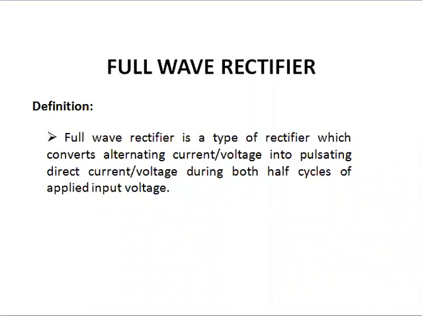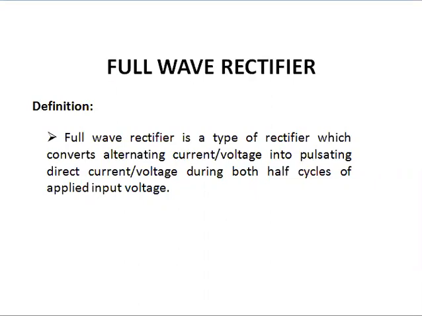When compared to the half wave rectifier, in the half wave rectifier we can generate the output only for either the positive half wave or the negative half wave. But here in the full wave rectifier we can obtain the output for both the positive wave and the negative wave of the input. So we can convert the alternating current or voltage into a pulsating direct current.